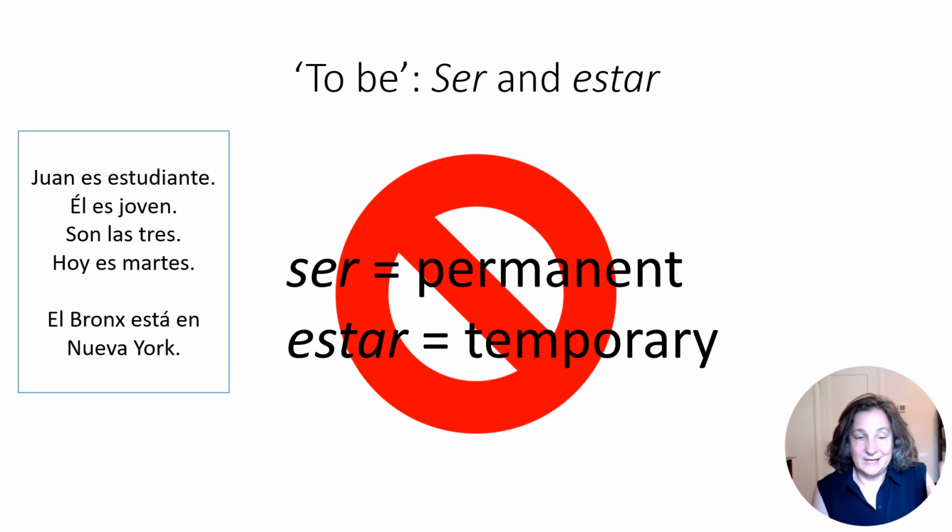Juan es estudiante, él es joven. These are with ser, but they're not permanent characteristics. I mean, Juan is a student, but eventually he's going to graduate. Juan is young, but he's going to get older. Or if we're talking about the time or the date, son las tres, hoy es martes, well, pretty soon it's going to be 4 o'clock, and tomorrow it's going to be Wednesday, so that's not permanent. Then looking at estar, it absolutely covers things that are not temporary. If I say El Bronx está en Nueva York, well, that's pretty darn permanent. So please do not use the permanent temporary distinction.